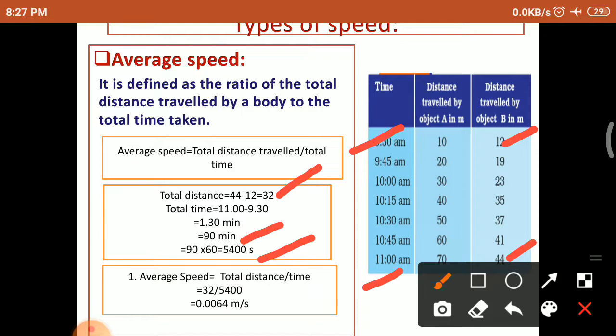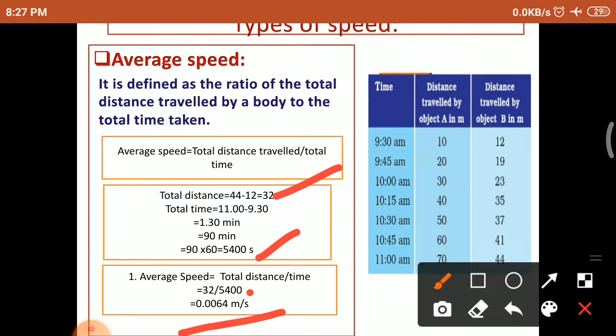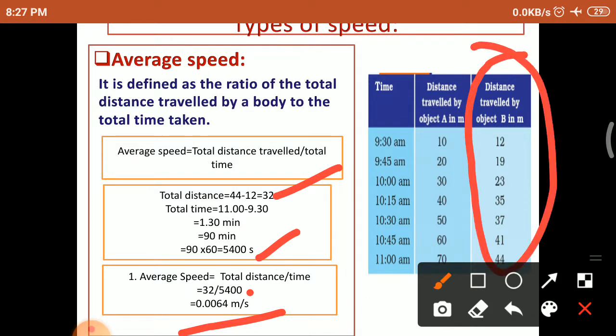So average speed equal to total distance by time. The total distance is 32. The total time is 5400 seconds. So when I divide 32 by 5400, I got 0.0064 meter per second. So the average speed of this object is 0.0064 meter per second. That means in 1 second, the object covers 0.0064 meter.